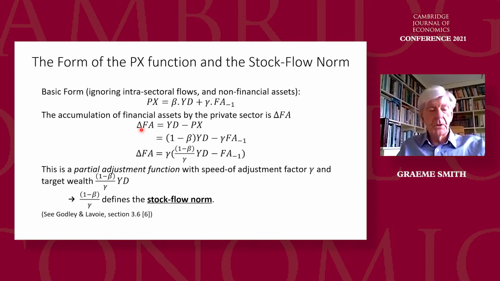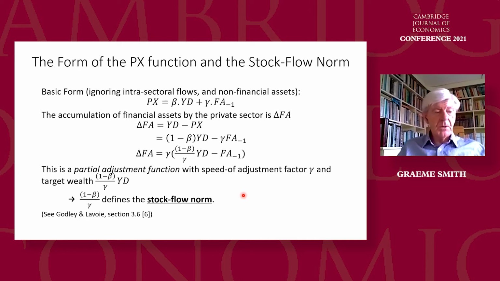And from this simple model, we can compute the change in financial assets of the private sector, in whose structure you'll recognize the form of a partial adjustment relation. The term in brackets is the difference between the existing level of financial assets and some proportion of disposable income. And the change in financial assets in the particular period is just some proportion gamma of that difference. So that proportion of disposable income becomes the target level of financial assets. And the ratio, 1 minus beta over gamma, defines the stock flow norm.